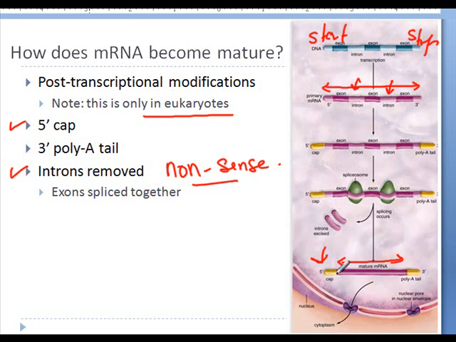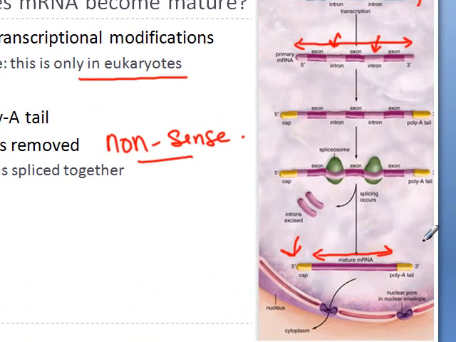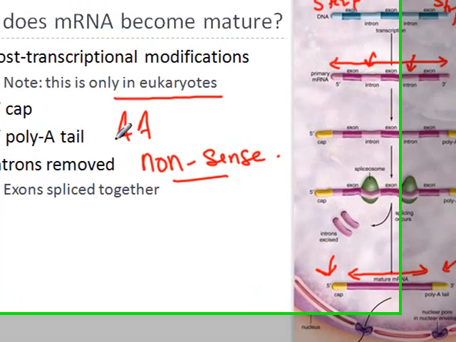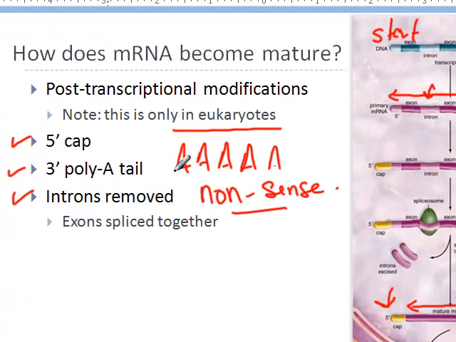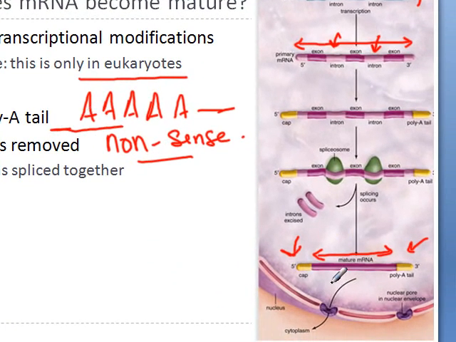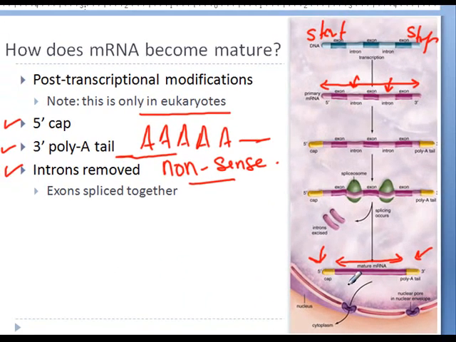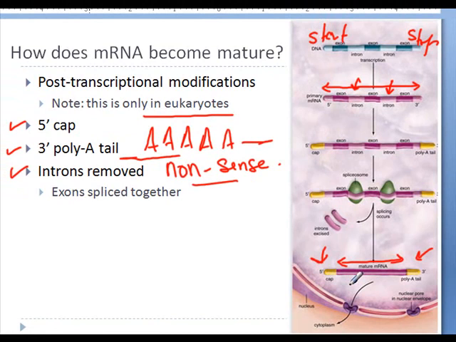Secondly, at the 5' end, a cap is added, and the purpose of the cap is to stop the enzymes from destroying this mRNA when it leaves the nucleus and enters the cytoplasm. And thirdly, on the other end, the 3' end, a poly A tail is added, which means numerous adenine nucleotides are added at the end. The purpose of the cap and the poly A tail is mainly to inhibit degradation of the mRNA by the hydrolytic enzymes present within the cytoplasm.